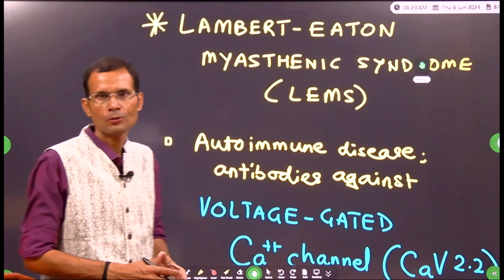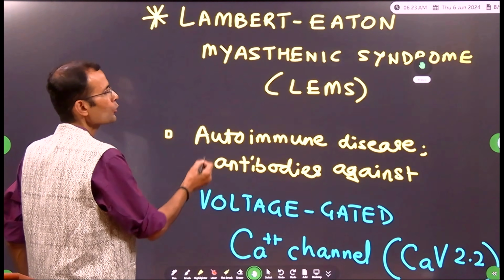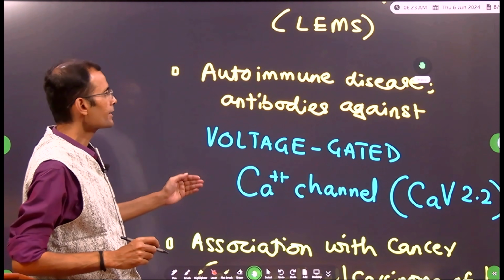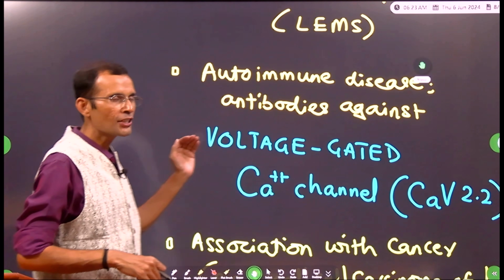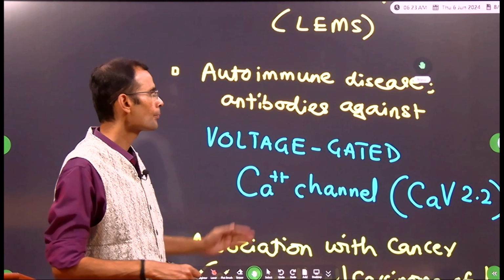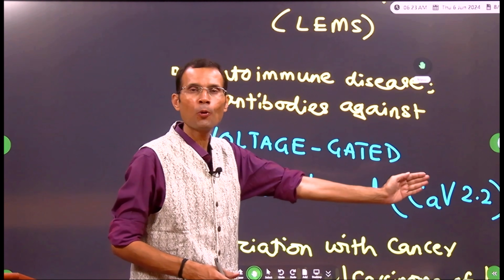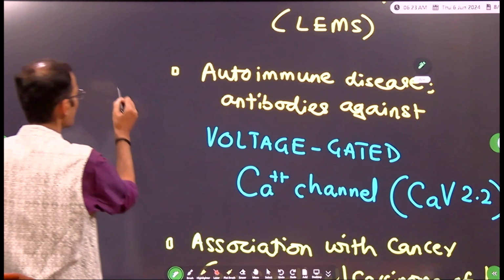That is, now you are very well aware of that. Now this again is an autoimmune disease, just like myasthenia gravis. But this time, in this disease, antibodies are developed against the voltage gated calcium channel, to be more precise, CAV 2.2. Where are these channels present?